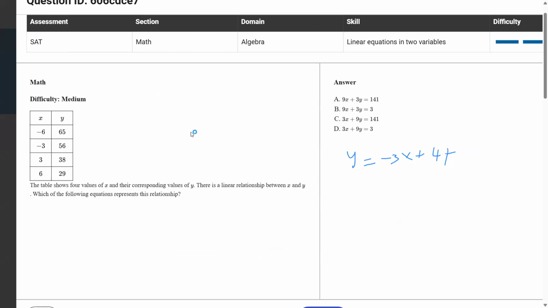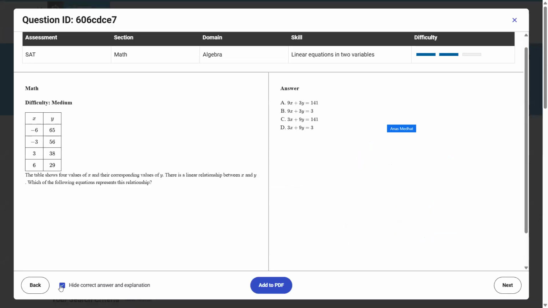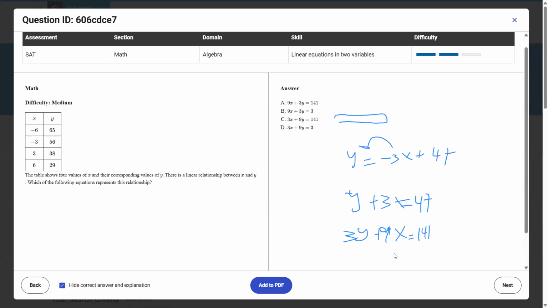So if you shift this to the other side, plus 3x equal to 47, then multiply by 3, we get 3y plus 9x equals 141. Okay, so the answer is C. Oh, sorry, the answer is A. Let's see. The answer is A, right? 9x plus 3y.